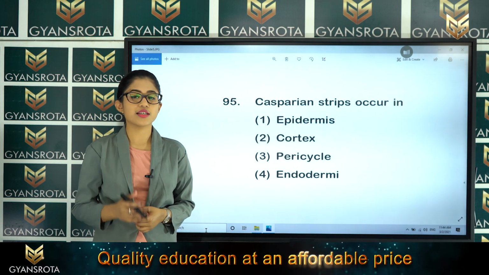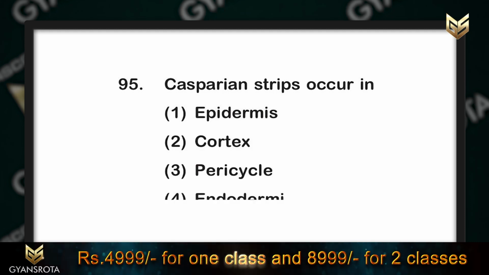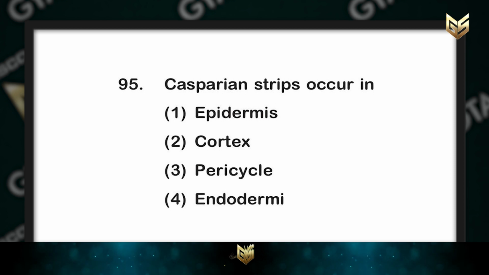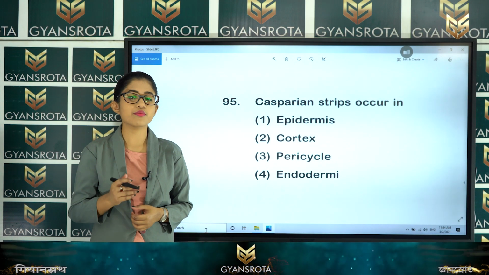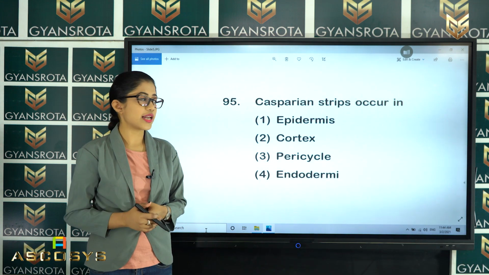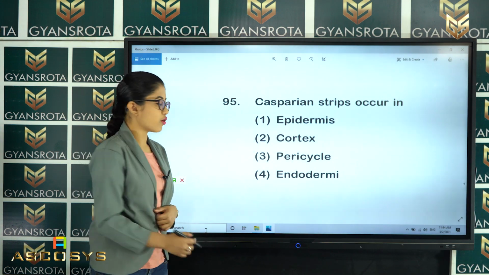So, in the next question, as you can see here, question number 95. Casparian strips occur in epidermis, cortex, pericycle or endodermis. So, this is also from the chapter Anatomy of the Flowering Plants, and this is the most easy question, right? So, can you answer this question? So, that will be the option number 4.